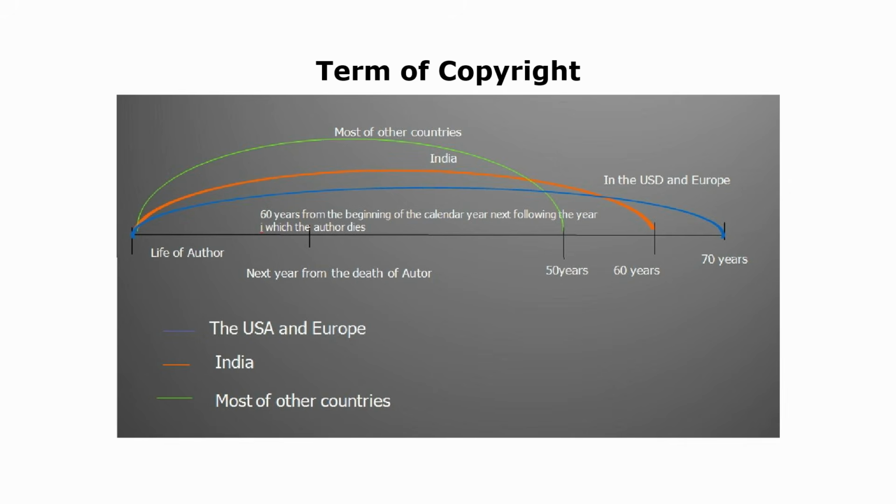Terms of a copyright: the life of an author, like 60 years from the beginning of the calendar to the next following year. So, this is just a comparison of how long a copyright holder can hold it in the US, India and most of the other countries. So, India is somewhere in between Europe and most other countries.